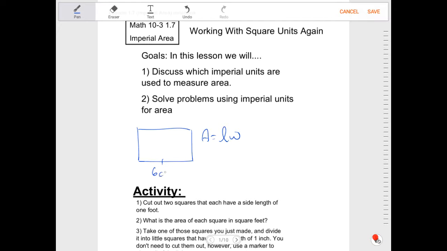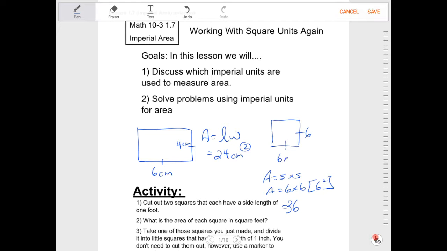So if this was, let's say, 6 centimeters, which is the SI unit, and this was 4 centimeters, that would give us 24 centimeters squared. Remember, we were measuring in 2 dimensions, so that's why you got the 2. If you had a square where every side is the same, area equals side times side, and area would be 6 times 6, or you might go 6 squared, it doesn't matter, which you would get 36, if I put meters, meters squared.